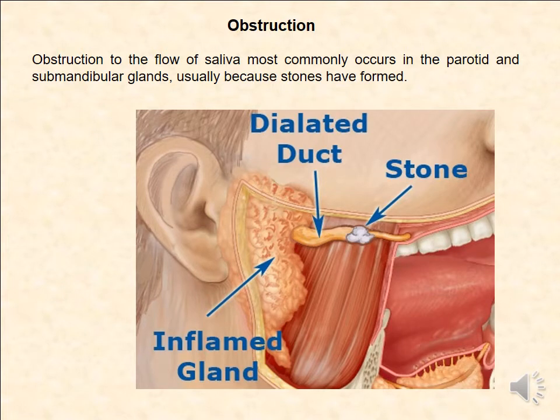Now we start some conditions related to the salivary glands. The first one is called obstruction. Obstruction to the flow of saliva most commonly occurs in the parotid and submandibular glands, usually because stones have formed. Then there is no flow of saliva from the gland to the oral cavity through its duct. It occurs mainly in the parotid, the larger one, and in the submandibular gland.